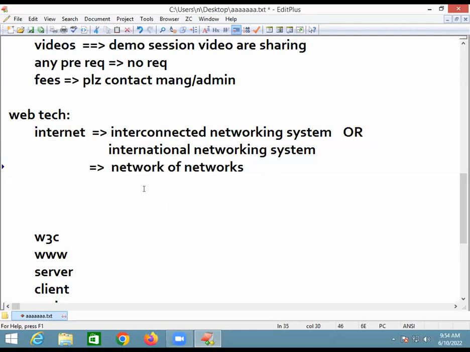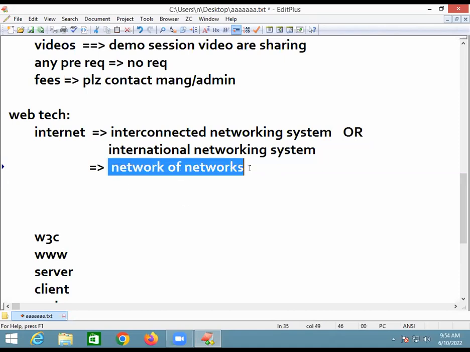Observe the words once: network of network. Two times I used the word network, and between them I attached one half word. You are saying this is the meaning, sir. Yes, sometimes meanings are like that only. What is the clear definition of this one?